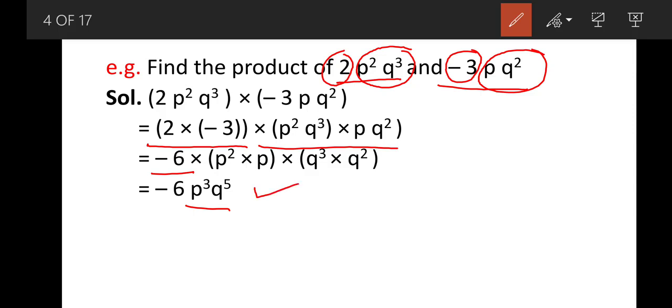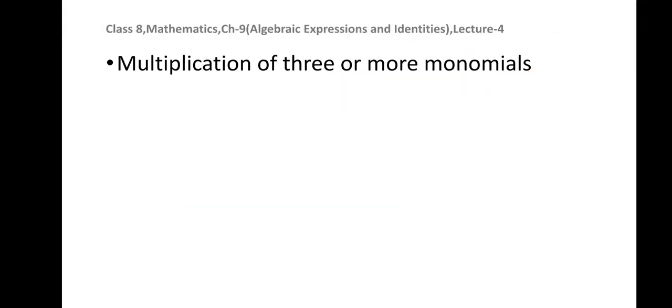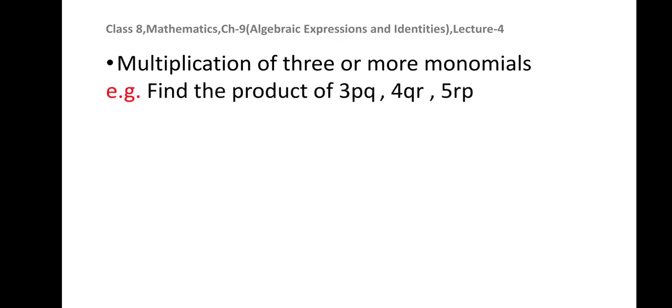Simply you are supposed to take the product of numerical coefficients and take the product of literal coefficients, and then you will be getting the final answer. Now then, after that we have learnt the multiplication of 3 or more monomials. If I am having 3 monomials, I need to multiply 3 monomials. The method will remain the same. Simply I need to take the product of their numerical coefficients and product of their literal coefficients. Let us understand this with the help of an example. Suppose I need to find the product of 3pq, 4qr, 5rp.